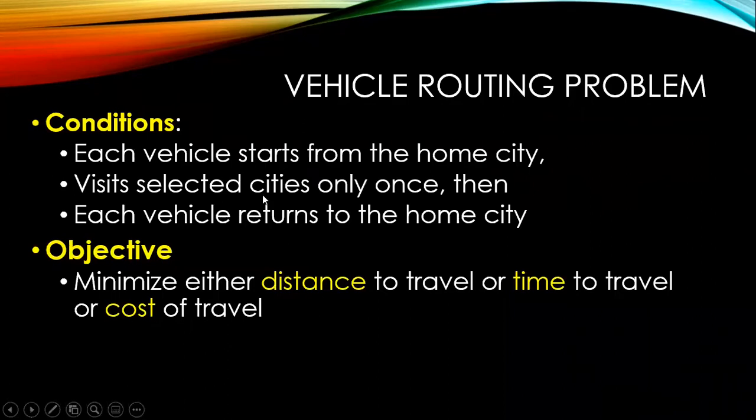So the vehicle routing problem is a part of operations research with an objective to minimize either distance to travel, or time to travel, or cost to travel. The conditions are that each vehicle starts from the home city or depot, visits selected cities only once, and then each vehicle returns to the home city or depot.